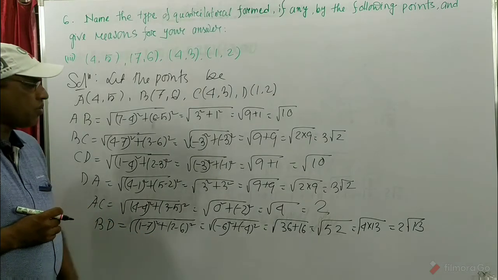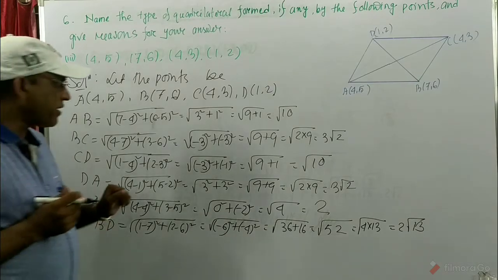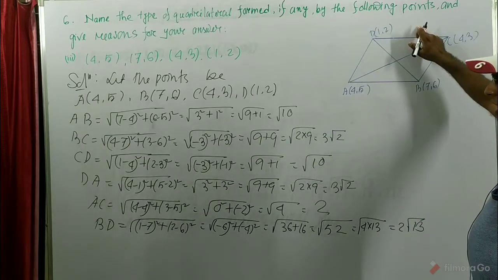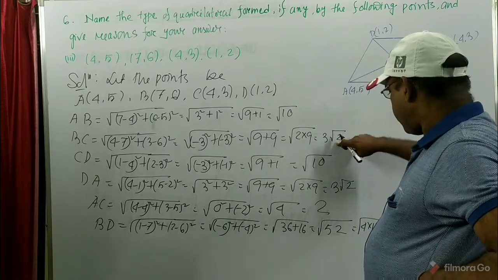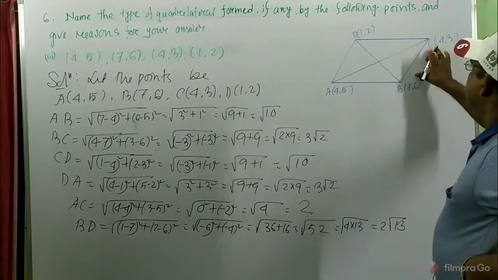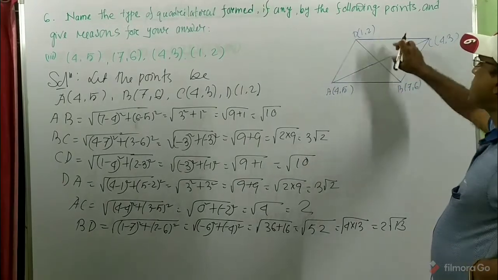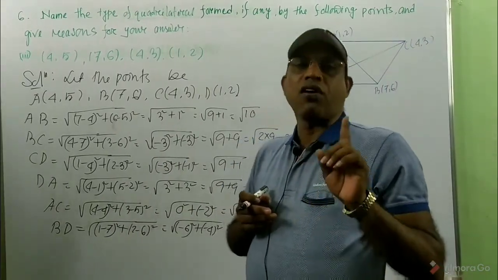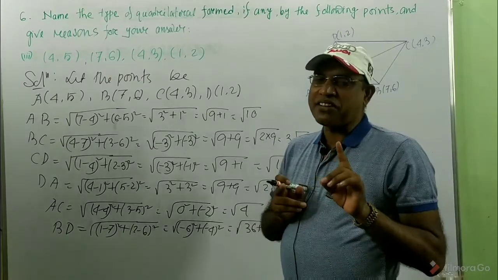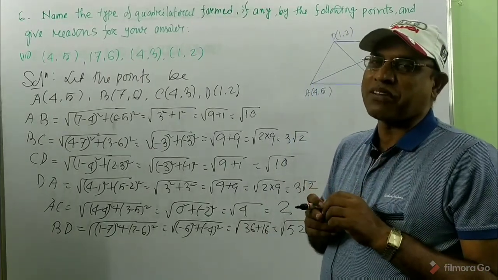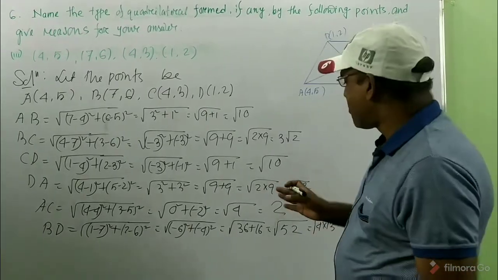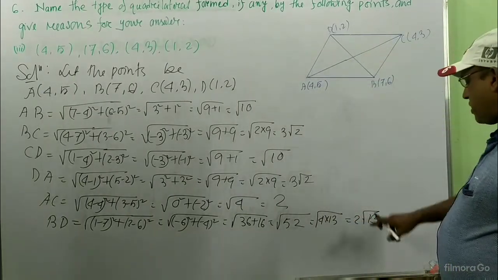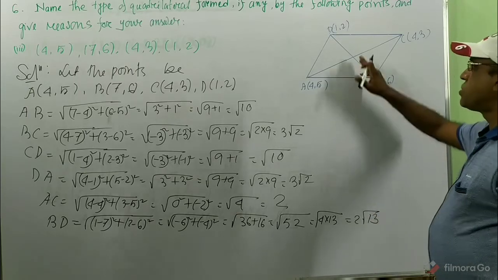Now you want to draw the figure. So now what do we get? We get AB and CD equal. And BC and DA, or AD, equal. So opposite sides are equal. If opposite sides are equal, it may be either a parallelogram or a rectangle. But in a rectangle, diagonals must be equal, but in a parallelogram diagonals are unequal. So AC diagonal we get 2, and BD diagonal we get 2 root 13. So obviously these two are not equal.